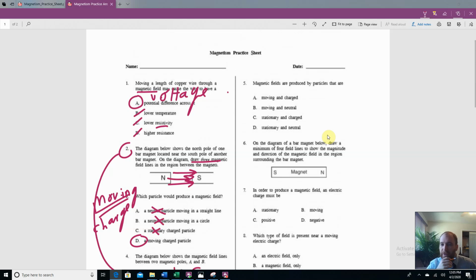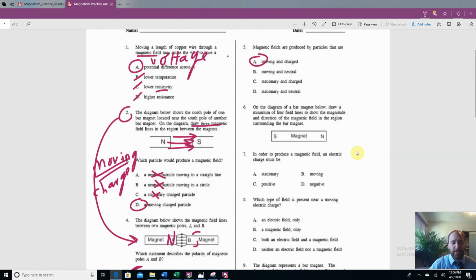Magnetic fields are produced by particles that are, again, I'm just trying to make a really big deal out of this, moving charge. Moving charge creates magnetism. That's number 5.